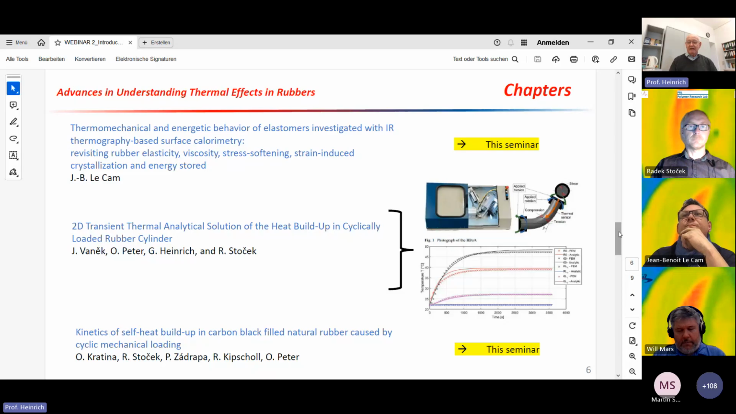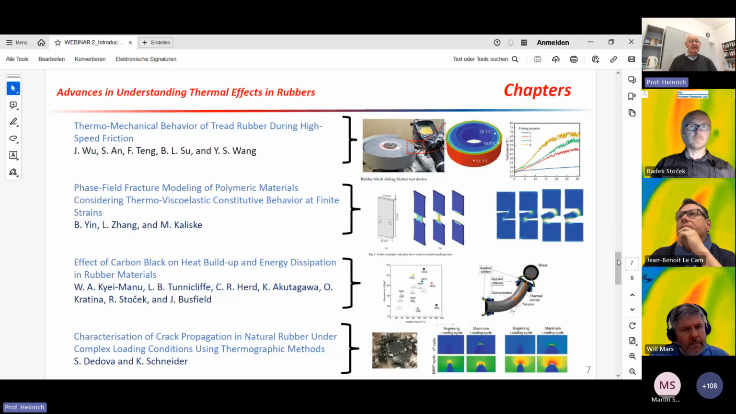Then we have a chapter that is also presented in this seminar by Radek Stoček himself. This is about the kinetics of self-heat build-up in carbon black-filled natural rubber, so I need not report about that. We have a chapter from China, the group of Professor Wang. This is about the thermomechanical behavior of tread rubbers during high-speed friction. They present in this chapter the concept of this high-speed friction test equipment.